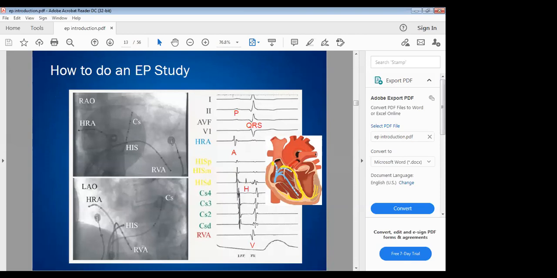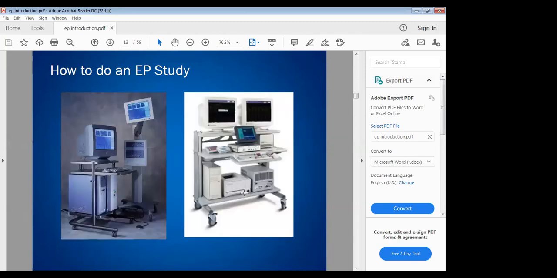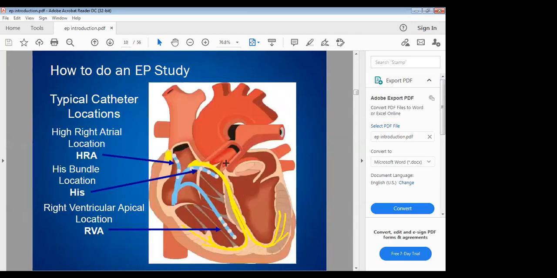Hope it's clear, Dr. Ajayi. Yes, sir. Okay, someone said it's clear. If it's not clear, let's just know. Which part? About the catheter sensing impulses both at the bundle of His and what's it called? You mean this slide? Yes, that slide. So let me hear from you. Explain what you want to clarify.